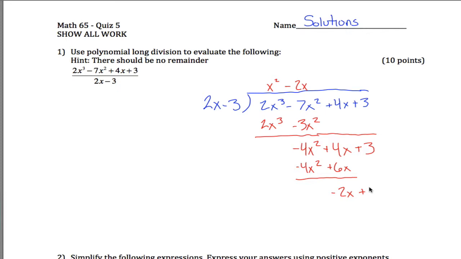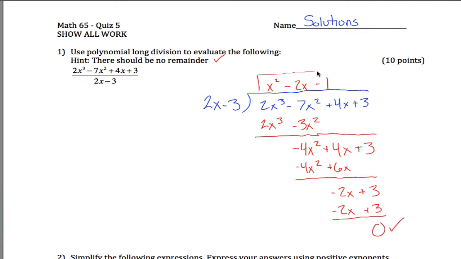4x minus 6x is negative 2x. And then I can bring down this 3 right here. 3 minus nothing is 3. One more step. I want to get rid of this negative 2x right here. To put something up here so that when I multiply it by 2x, I get negative 2x. That something is minus 1. Minus 1 times 2x is minus 2x. Minus 1 times minus 3 is positive 3. And now when I subtract, I get 0, which is a good thing because it told me there should be no remainder. This is polynomial long division.